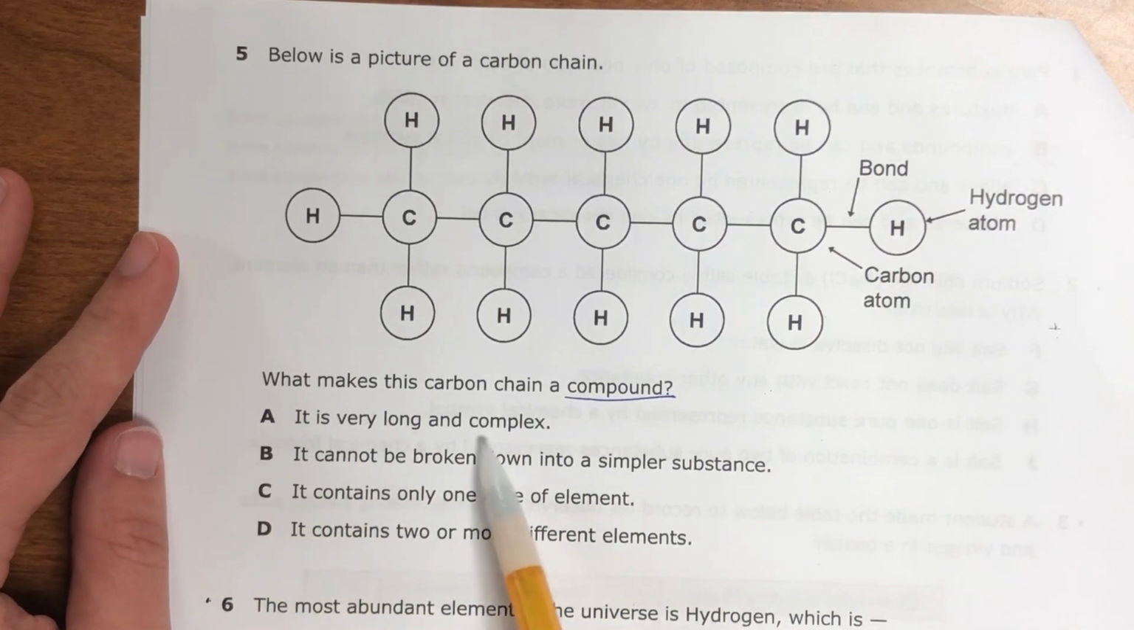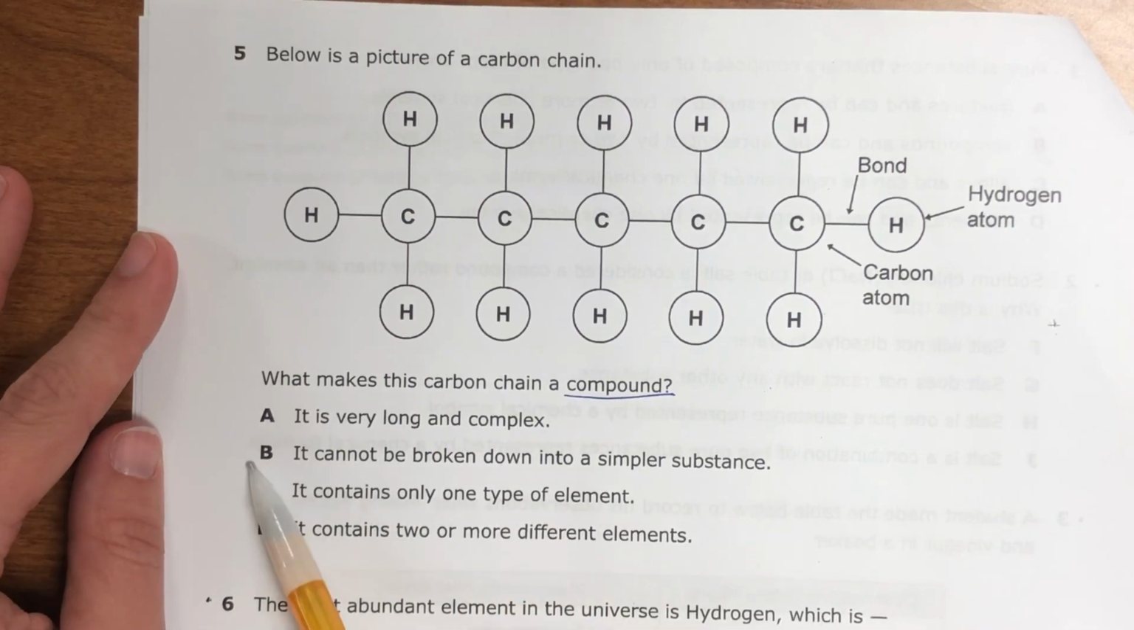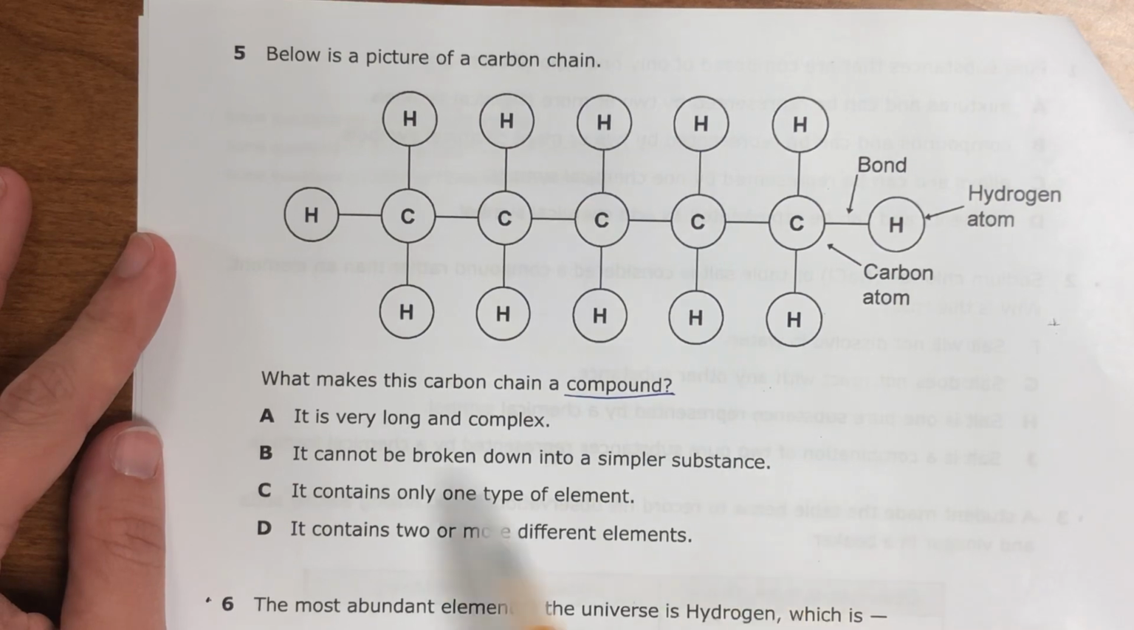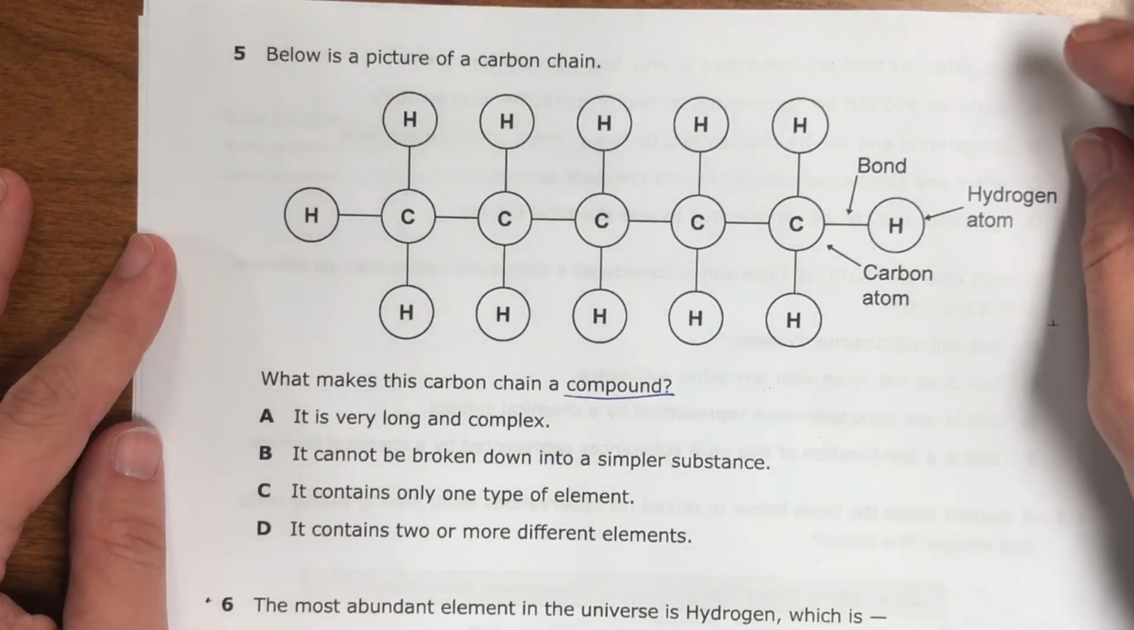A, it's very long and complex. B, it cannot be broken down into a simpler substance. C, it contains only one type of element. Or D, it contains two or more different elements.